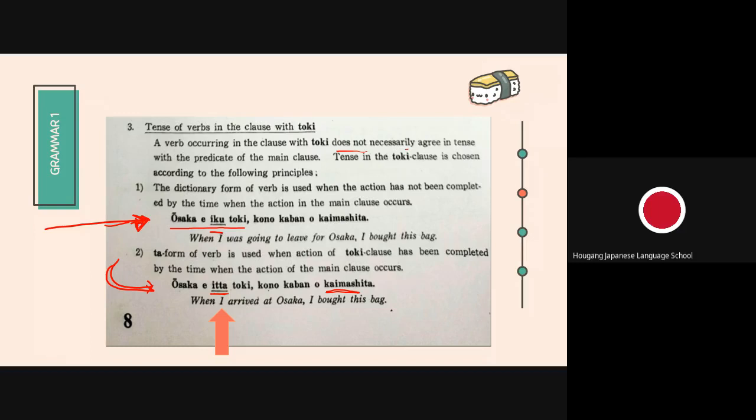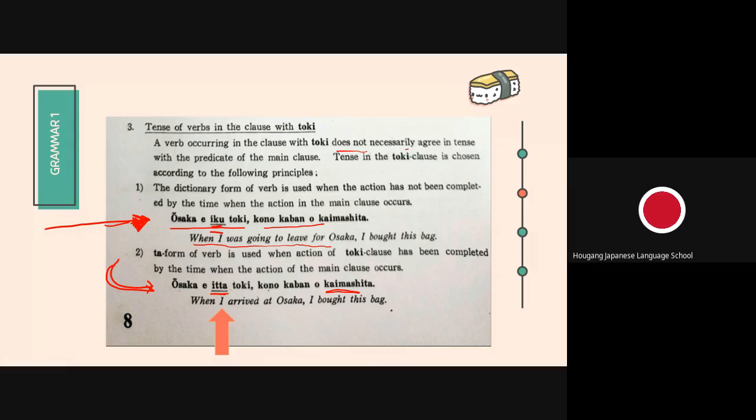When I go to Osaka, because iku can be present tense or future tense, it can be when I'm going to Osaka, I bought a bag. Which means, looking at the English, when I was going to leave for Osaka, I bought this bag. That means I bought it in Singapore. Because in Chinese, 去大阪时, this sentence can mean when going to Osaka, it may be halfway there or planning to go there, right? Haven't really gone there yet. So that's the issue with this double meaning.